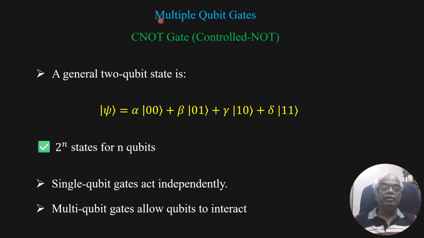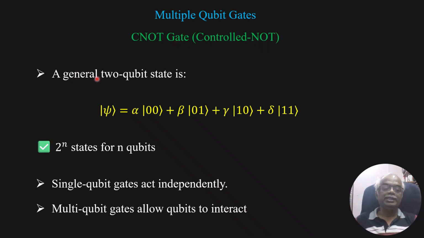So far, we have seen the single qubit gates. Today, we are going to see in detail the multiple qubit gates, particularly the CNOT gate, that is the controlled NOT gate. We will see what is the meaning of controlled NOT gate, and why it is called so.